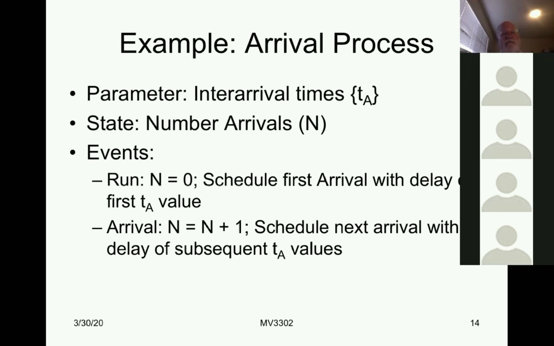So in our model we have one state, which is going to be the number of arrivals. We'll call it n. And so that's the value that's going to change. And all it's going to do is count the number of arrivals that we have.